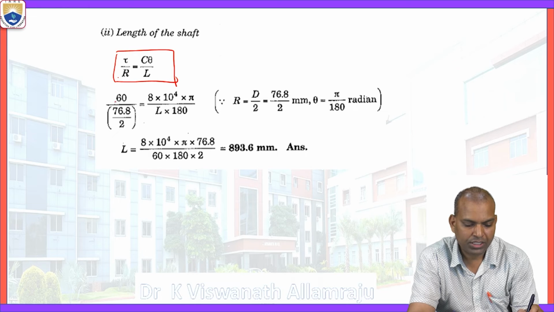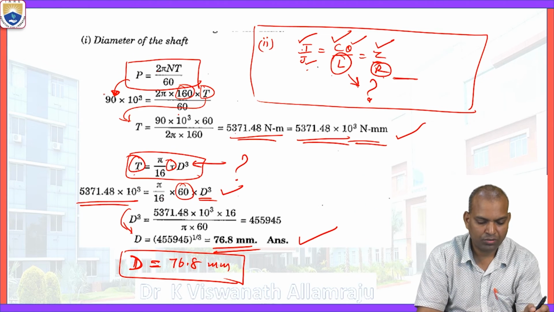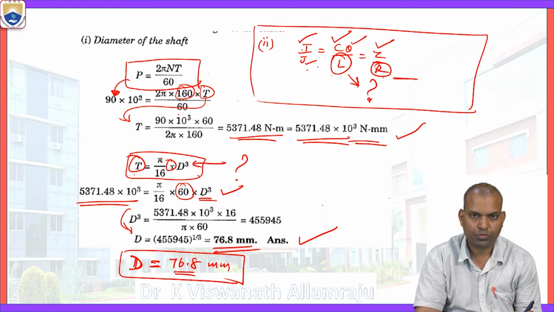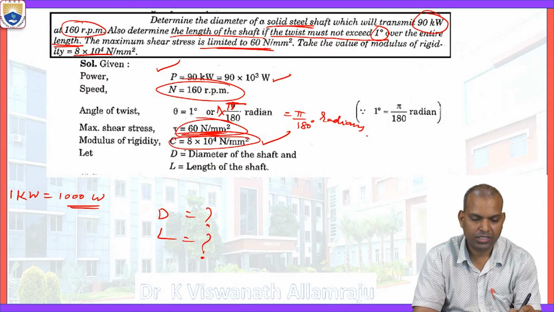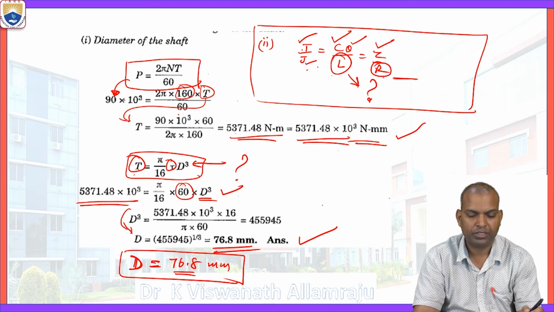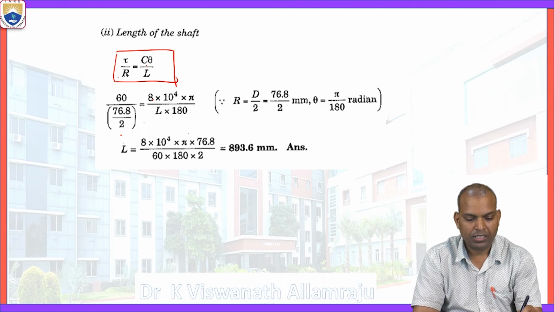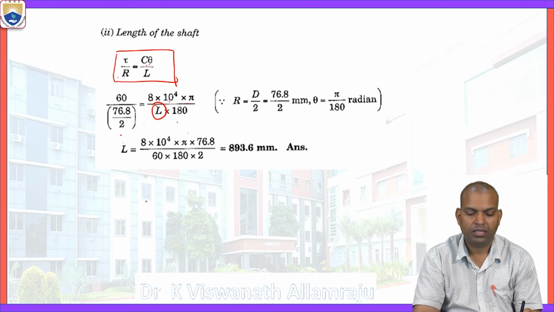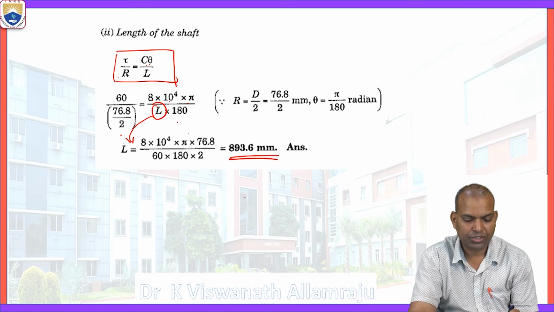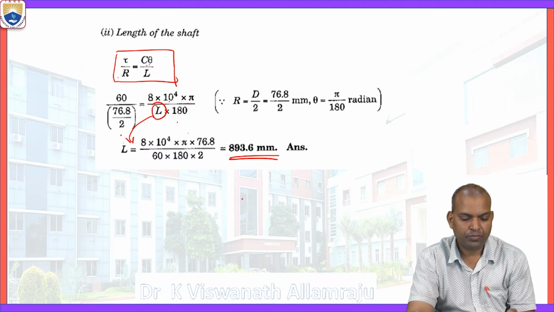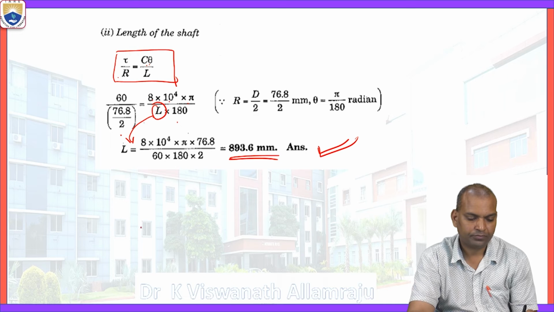What is the tau here? 60. What is the R? R equal to diameter, we got it is 76.8, so R equal to 76.8 by 2. And C theta, what is the C value? Modulus of rigidity. What is the modulus of rigidity? 8 times 10 power 4 Newton per square millimeter. Theta, pi by 180. L, unknown. Now we got the L value. Length of the shaft is 893.6 millimeters.